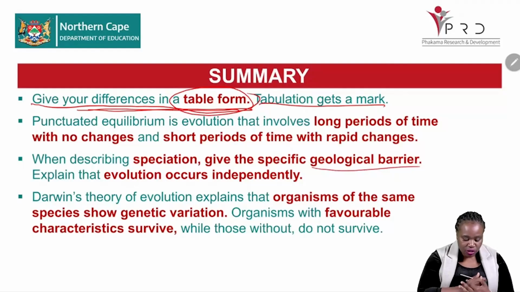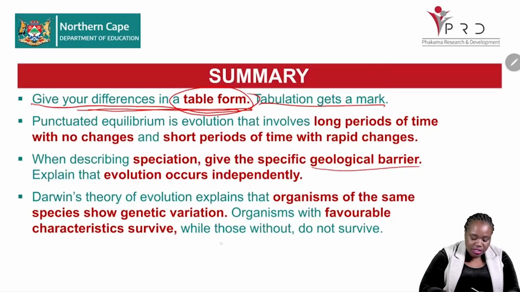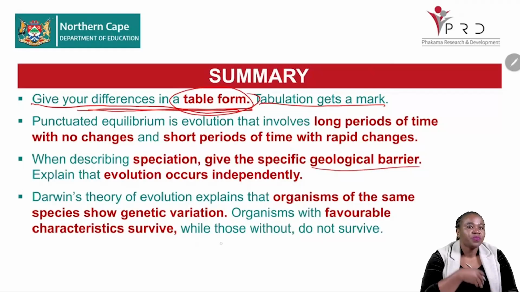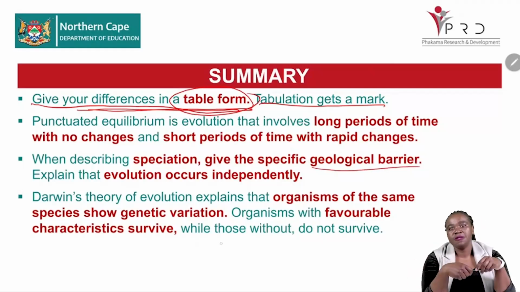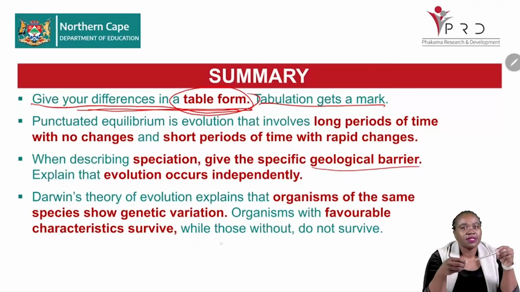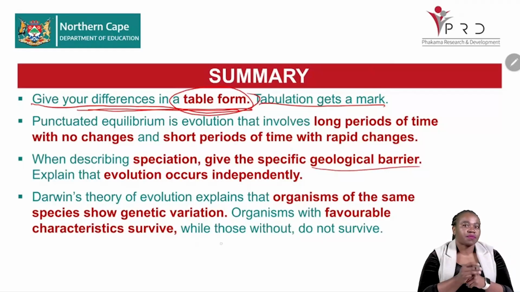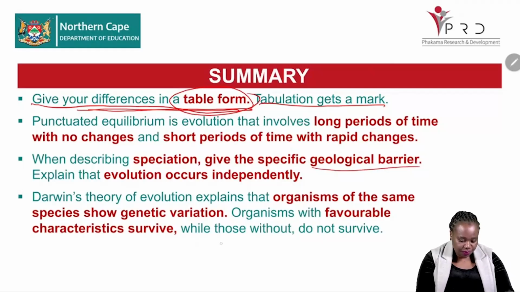And then Darwin's theory of natural selection, or evolution by natural selection, explains that organisms of the same species show genetic variation. So there is a great deal of genetic variation, which then means that some organisms would contain the favorable characteristics and others will not have those favorable characteristics. Do not forget to mention that those with the favorable characteristics would survive and those without the favorable characteristics will not survive. Those that are surviving will reproduce and the characteristics will be passed on from one generation to the next, right? You can also mention what type of favorable characteristic it is, right?